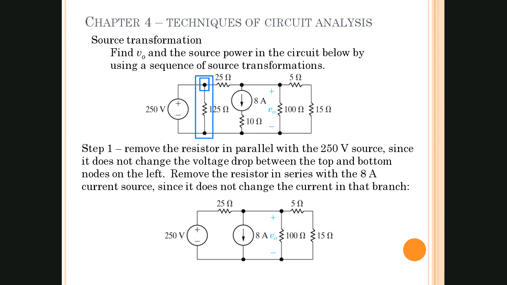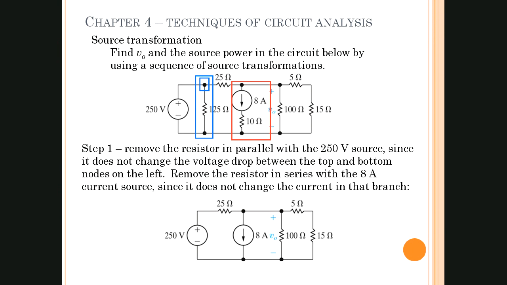So in this branch, and I'll do it in a different color, right here, we have 8 amps going through this 10 ohm resistor. So what does that mean? The current through this branch is always going to be 8 amps. So we can remove that resistor since it doesn't really affect the 8 amps.